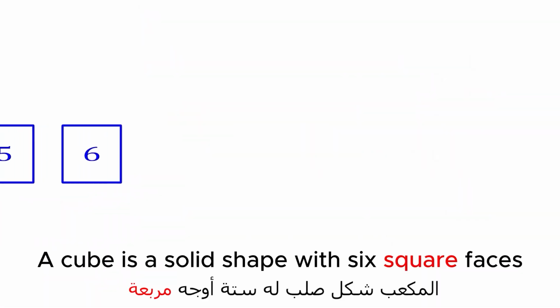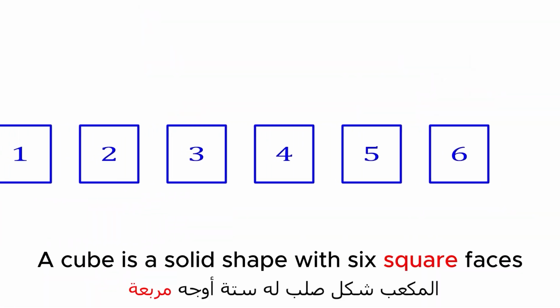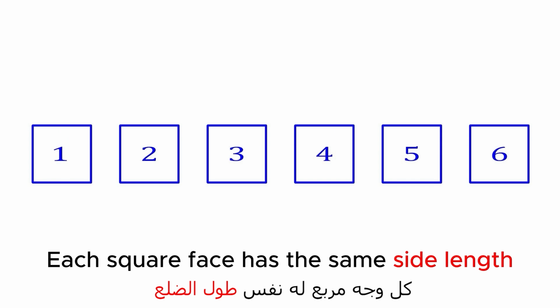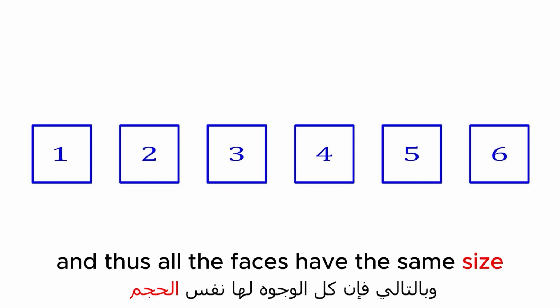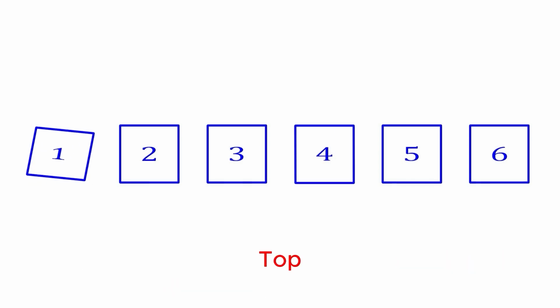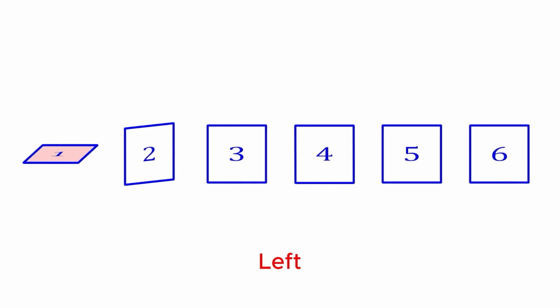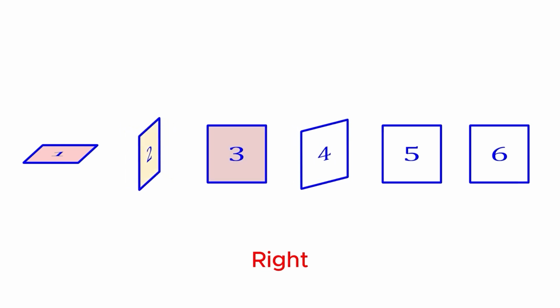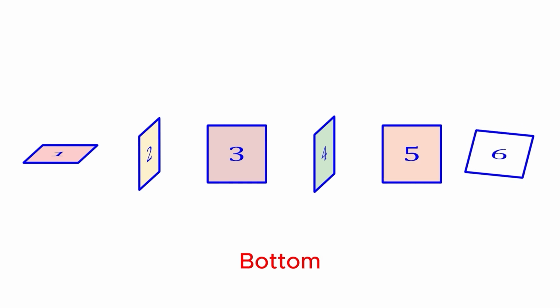A cube is a solid shape with 6 square faces. Each square face has the same side length and thus all the faces have the same size. Top, left, back, right, front, bottom.